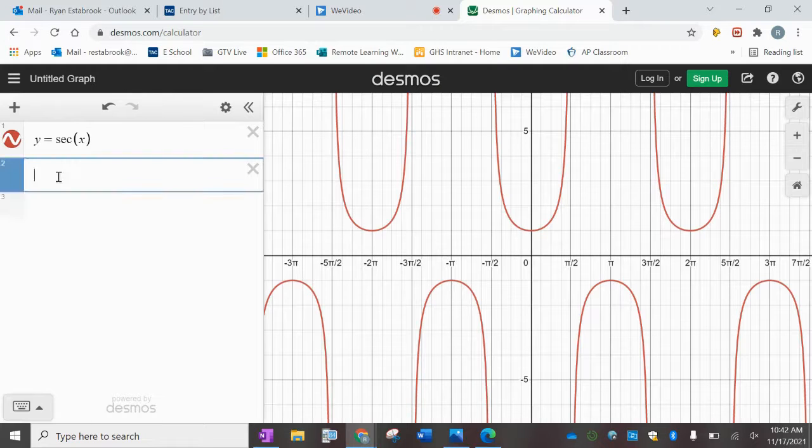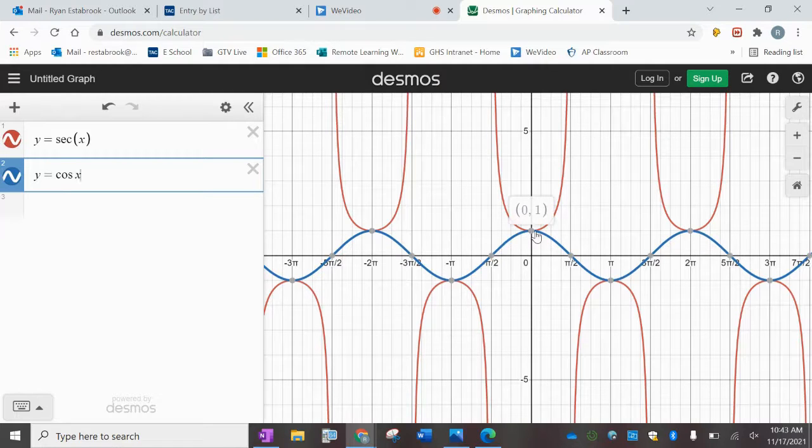I'm going to go over here to line 2. Just click over here on the left and type in y equals cosine of x. They're different colors so they stand out a little bit. And notice the relationship between our red secant curve, which is what we want to focus on, and this blue cosine curve. There definitely is a relationship there.